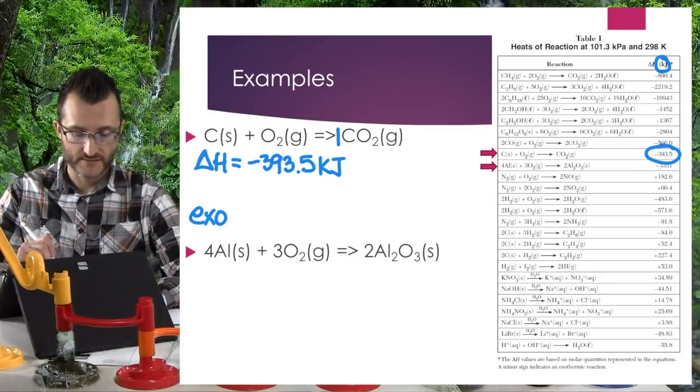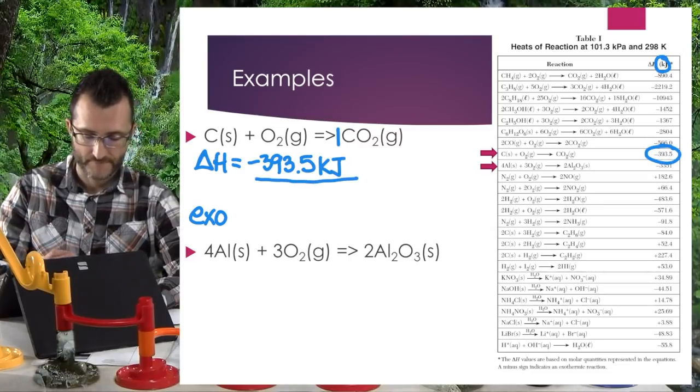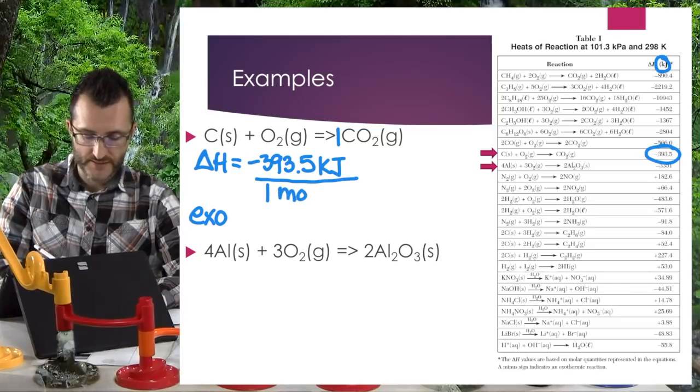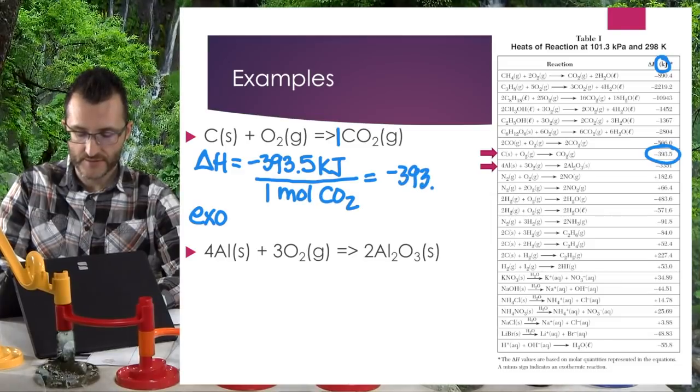That's right. Okay, so this is kilojoules per mole, so we're dividing here. So what would my kilojoules per mole be for this particular reaction? Well, it's just 1 mole of the CO2, so it would just be the same number, negative 393.5 kilojoules per mole. Very good.